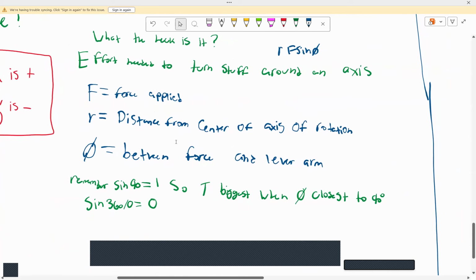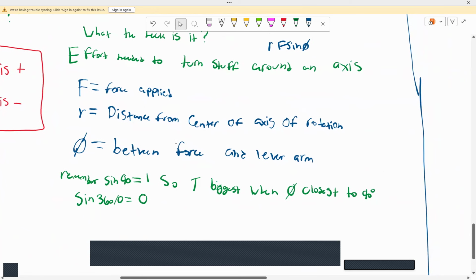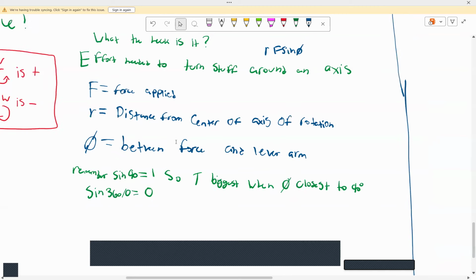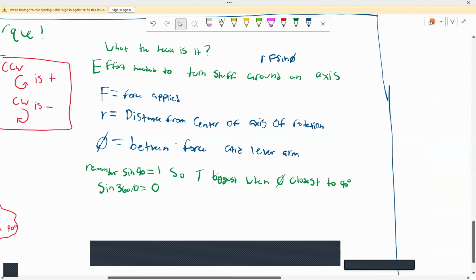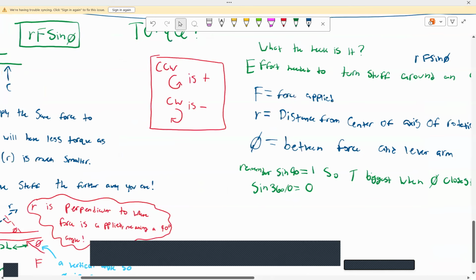So remember, sine of 90 is equal to 1. So torque is biggest when theta is closest to 90 degrees, and sine of 360 or 0 is equal to 0. So that's when there will be the least amount of torque. So everything on a right angle, when it's like straight up, like if you're pushing straight, that's the best. That's how you'll get the most torque.